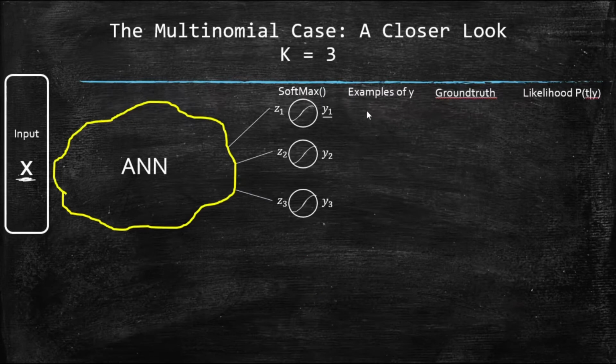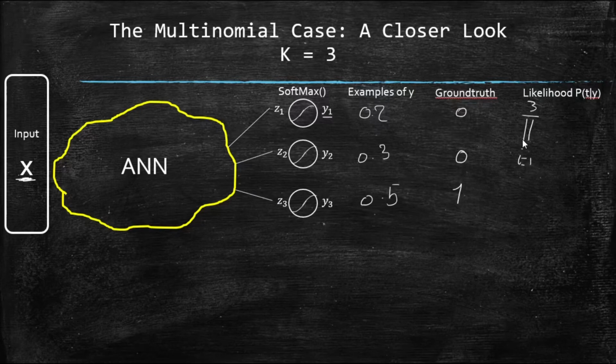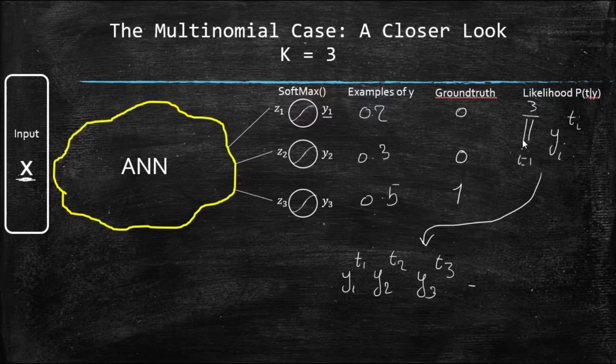So then again, if the network has generated values like 0.2, 0.3, and 0.5, and if you know that the ground truth is actually class 3, then you must put 1 here, and 0 here, 0 here, right? And the corresponding likelihood for this whole case, if I want to compute this, based on the formula that we talked about, is the product over i equals 1 to 3 of y sub i to the power t sub i. If I break it down, this means y sub 1 to the power t sub 1 multiplied by y sub 2 to the power t sub 2 and y sub 3 to the power t sub 3. So y sub 1 is 0.2.